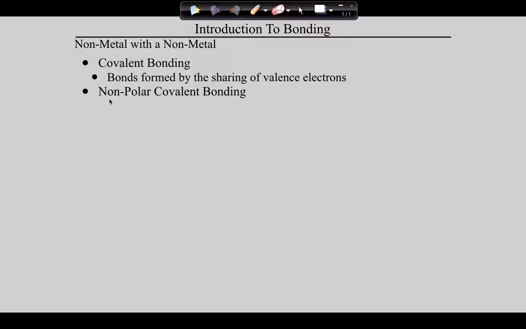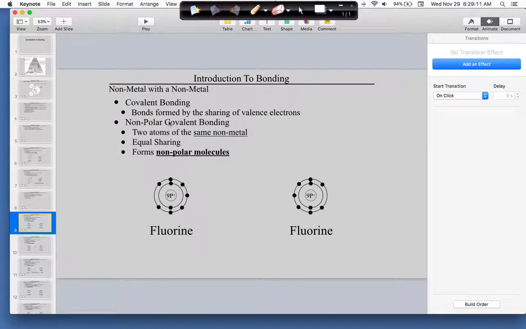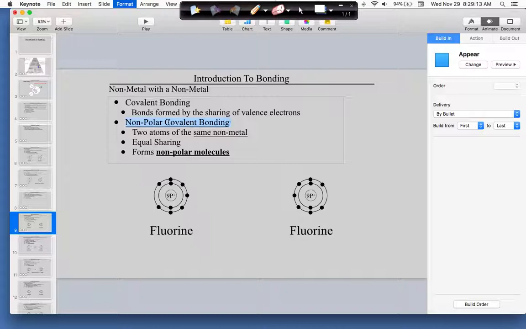First of all, equal sharing. Equal sharing is what is called nonpolar covalent bonding. Guys, that would be a word to underline. That guy's important. Nonpolar covalent bonding. I'm going to underline it too.